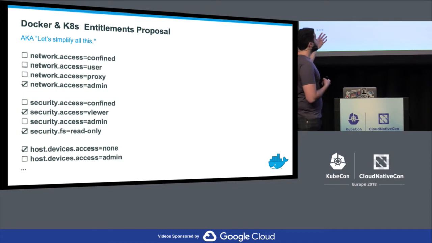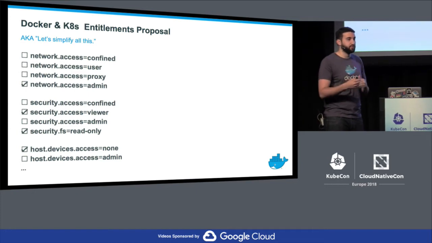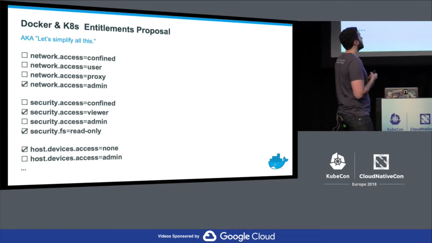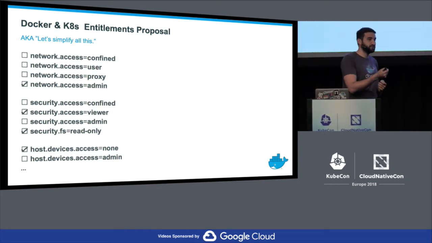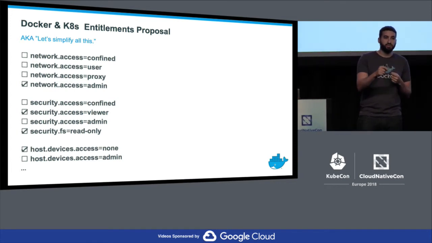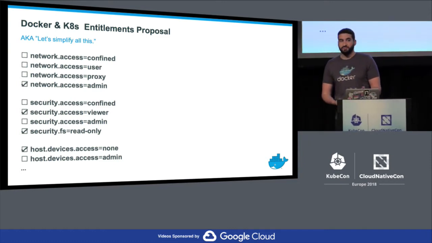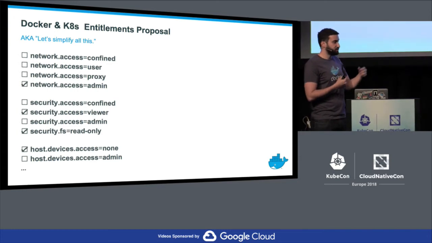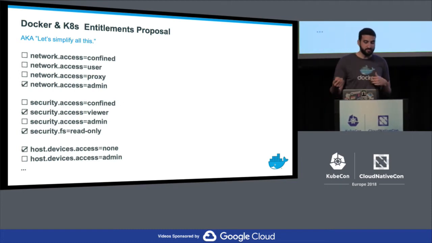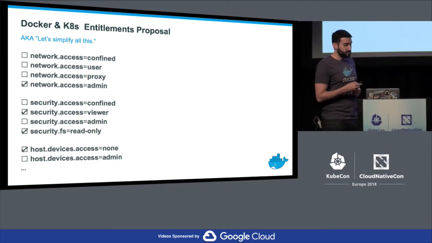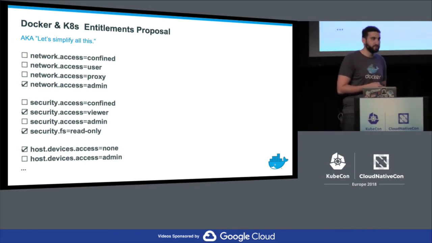So we decided to divide these permissions into resources or domains that make sense for end users. Basically the network: should the network access be completely confined? Does my container or pod need a very simple user type of network access? Is it a proxy? Is it a full admin? Same thing for security, and also same thing for host resources, so devices, for example. And that's basically it. You should have to choose between a very simple set of permissions.